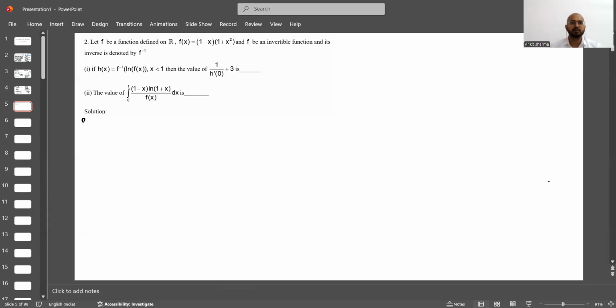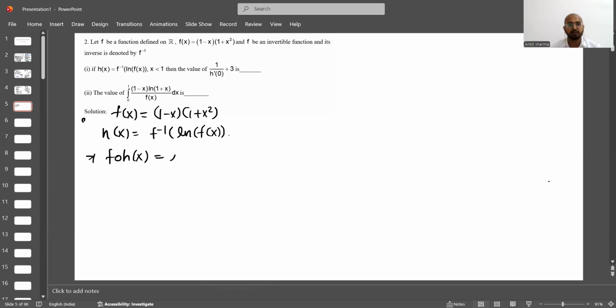So we have a function f of x is equal to 1 minus x into 1 plus x square. And f is an invertible function, its inverse is denoted by f inverse. Okay. So h of x is given to be f inverse of ln of f of x. So we need h dash of 0. So for h is f inverse, that means I can get here f of h of x is equal to simply ln of f of x. Now I'll differentiate this, so I'll be having f dash of h of x into h dash of x is equal to f dash of x over f of x.